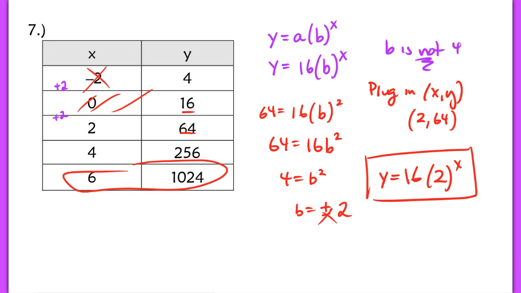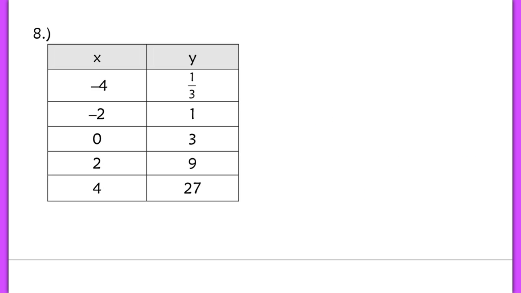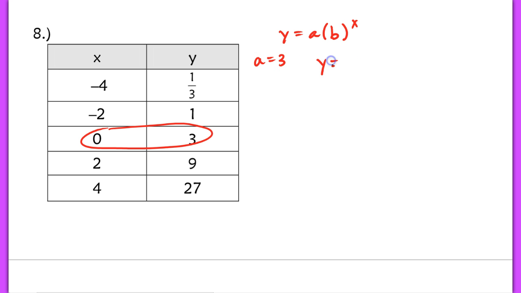Okay? Okay, last up in problem number 8, I see that I do have a y-intercept here. So in my general function, y equals a times b to the x, my a value is 3, so I can go ahead and plug that in. I have y equals 3 times b to the x. Now, I notice that these values here increase by 2, so because they don't increase by 1, I can't just look over at the y table for the multiplier. Instead, I have to plug in an xy pair.